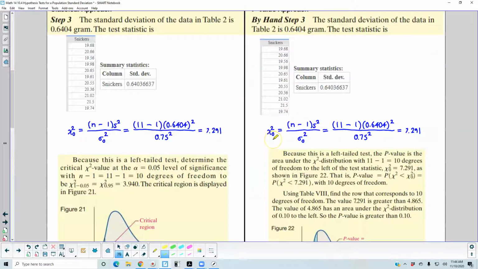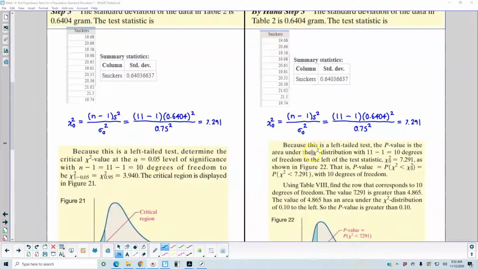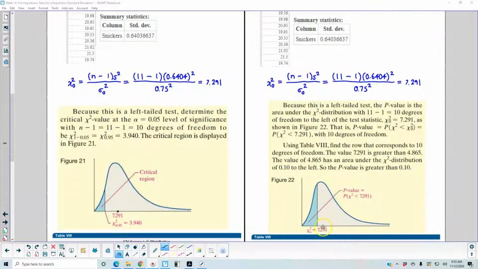Now we need to find the test statistic. The test statistic formula is n minus 1, which is 11 minus 1, times the sample standard deviation, 0.6404 squared, over the population standard deviation from our hypothesis, 0.75 squared, which gives us a test statistic of 7.291. Because this is a left tail test, the p-value is the area under the chi-square distribution with 11 minus 1 equals 10 degrees of freedom to the left of the test statistic, 7.291, as you can see here in figure 22.